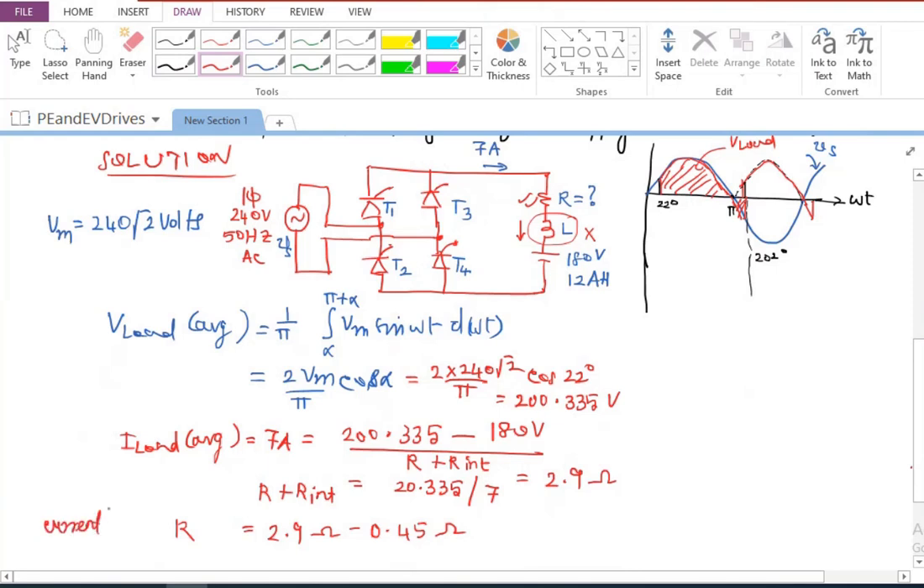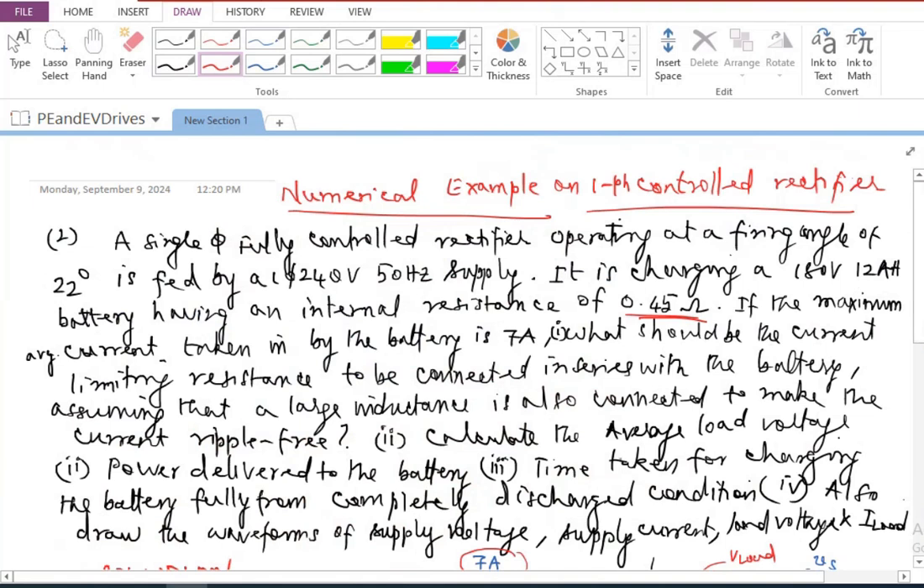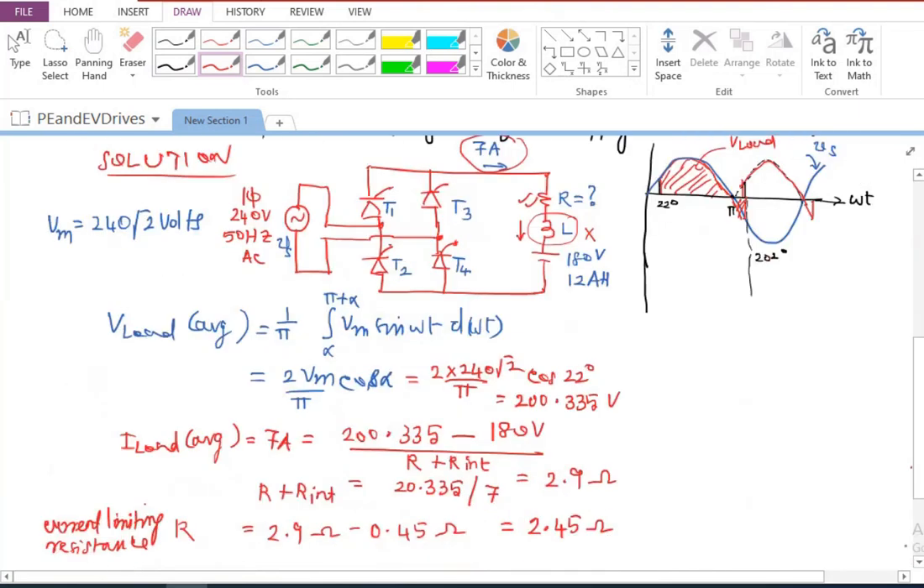Current limiting resistance, what I need to connect externally. So that is equal to 2.45 ohm. So we have to connect the current limiting resistance of 2.45 ohms if I want to limit the average current to 7 ampere. Now what is being asked next is the average load voltage, which we have already calculated, which is 200.335, power delivered to the battery, and time taken for charging the battery.